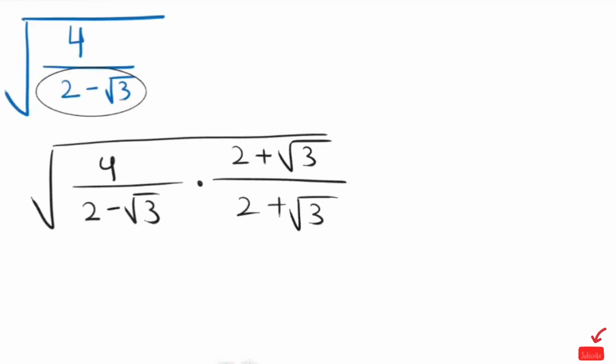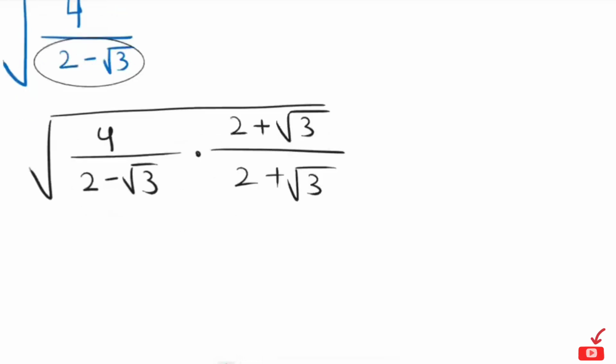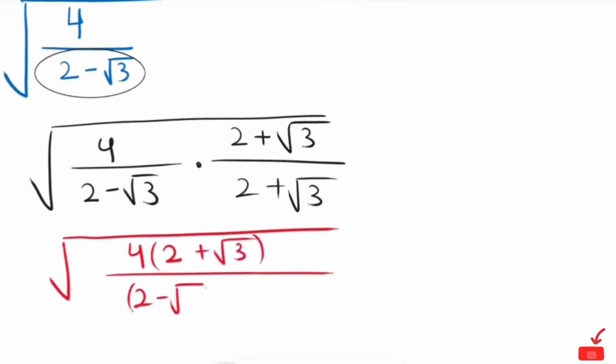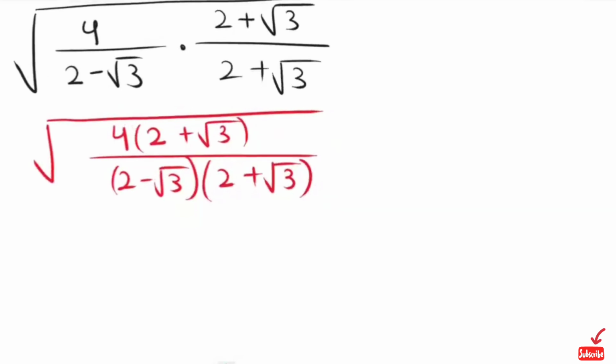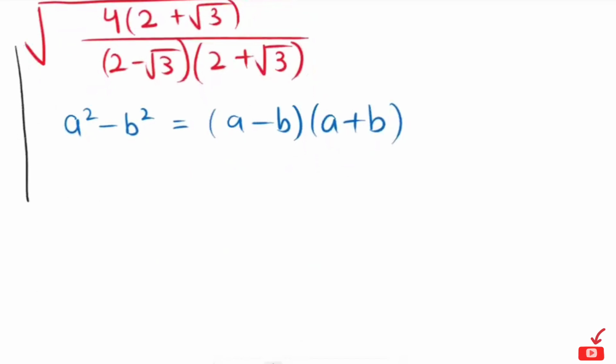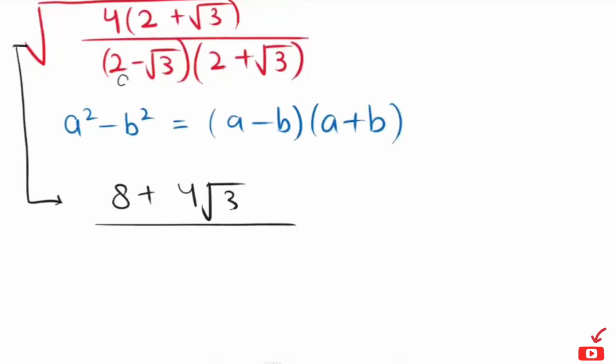In the next step, I am going to multiply the numerator and the denominator. 4 times the bracket 2 plus root 3, over 2 minus root 3 times 2 plus root 3. Now here I am going to use the algebraic identity, a square minus b square equals a minus b times a plus b. Therefore this equation turns to 4 times 2 gives us 8 plus 4 root 3, and I will write this as our a value and this as our b value.